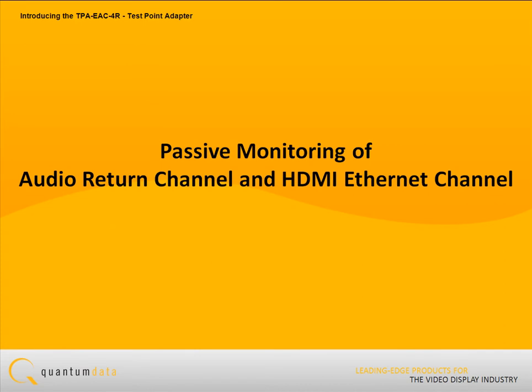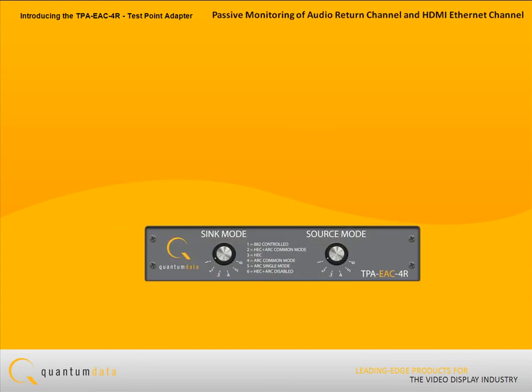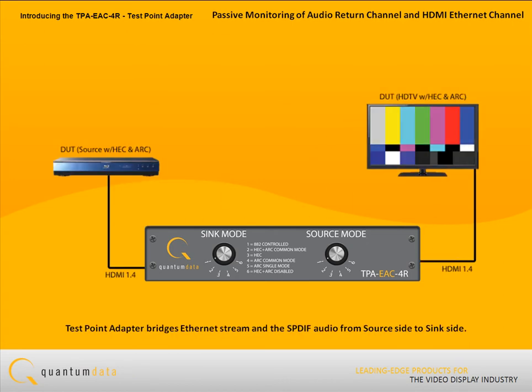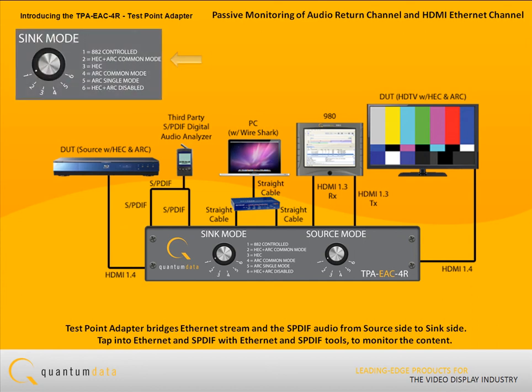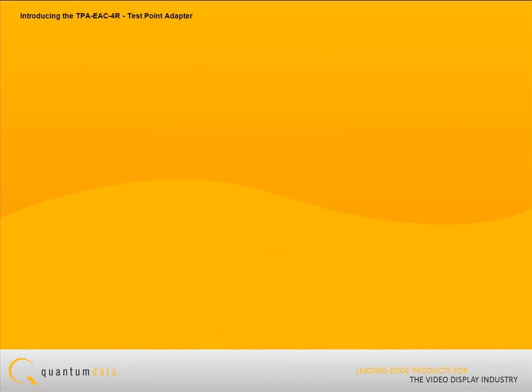Passive monitoring of the audio return channel and the HDMI Ethernet channel. For passive monitoring between a source and sync device that support both HEC and the ARC, the test point adapter bridges the Ethernet stream and the SPDIF audio from its source side to its sync side. You can then tap into either or both of the Ethernet or SPDIF audio with third-party Ethernet and SPDIF tools to monitor the content. The HEC and ARC modes are set by the front panel knobs.